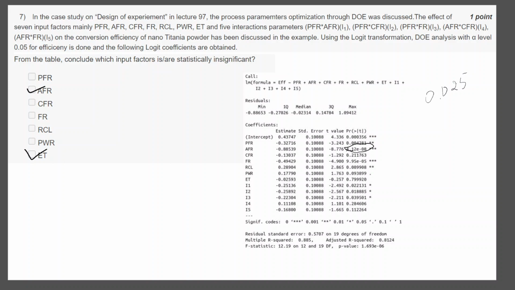Whether a factor is statistically significant or insignificant is decided based on the p-value. If the p-value is less than 0.05, it is considered statistically significant. If the p-value is more than that, it is considered statistically insignificant.